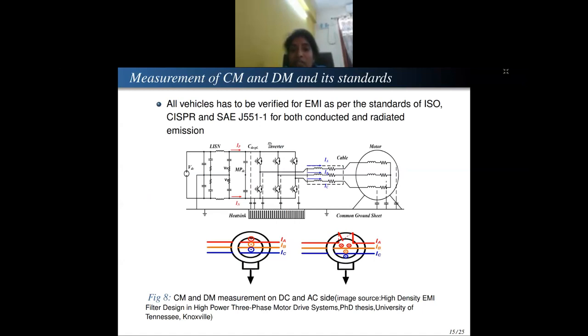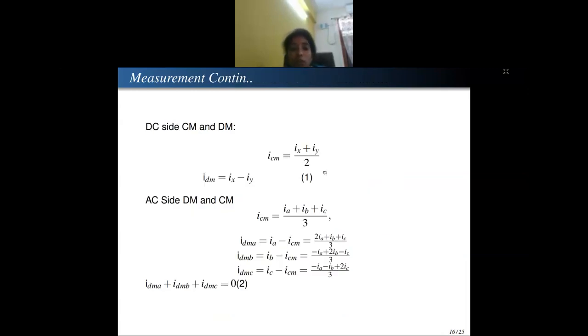AC side measurement: there are currents IA, IB, IC flowing. There are only two components available, correct? One is common mode. It is going to go in two paths. One is the common mode path, another one is the differential mode path. We are able to measure the common mode path. So what I can do is subtract it from the overall current and find out what my differential mode is. That is your differential mode.